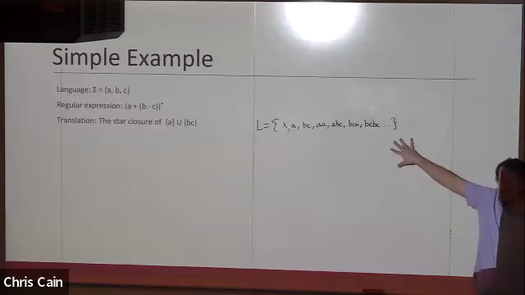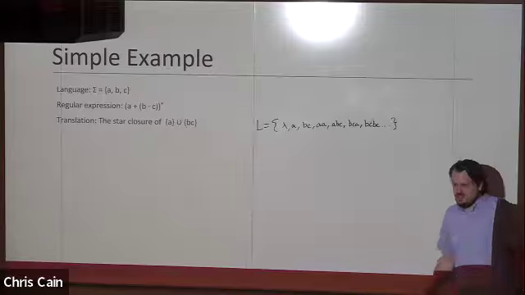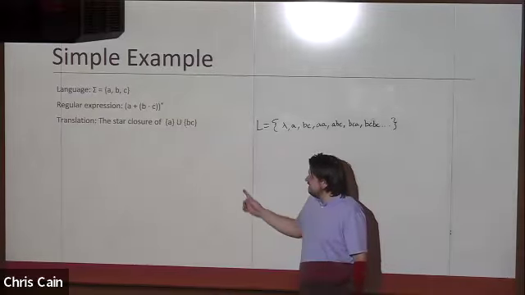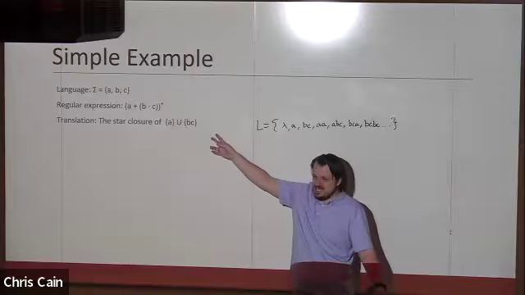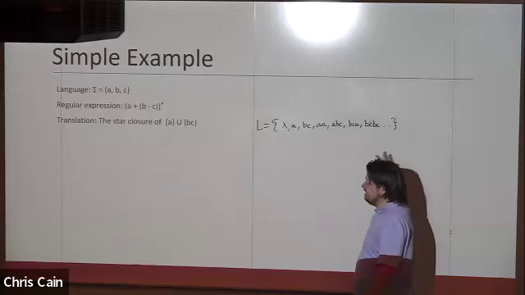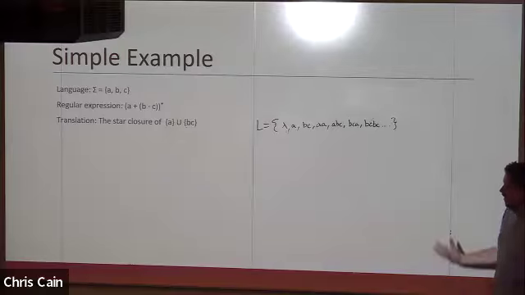How many strings are in this language total? Infinite, yeah. So you could describe it as some way of saying the star closure of A union BC. That is way shorter and simpler than trying to list this out, but this has equivalent meaning. All combinations of A and BC any number of times.